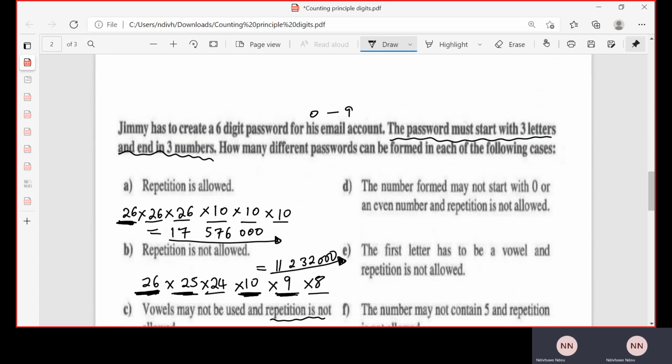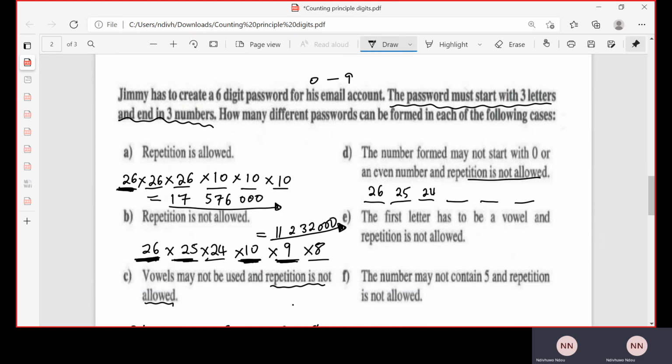Let's move to D. The number formed may not start with 0 or an even number, and repetition is not allowed. Now they are restricting on the side of digits. With the letters, we still have the same choice. Let's start with the letters because they didn't say anything about letters. They only said that repetition is not allowed. So in the first choice, you still have 26 choices, but because repetition is not allowed, we choose from 25 of them, then 24.